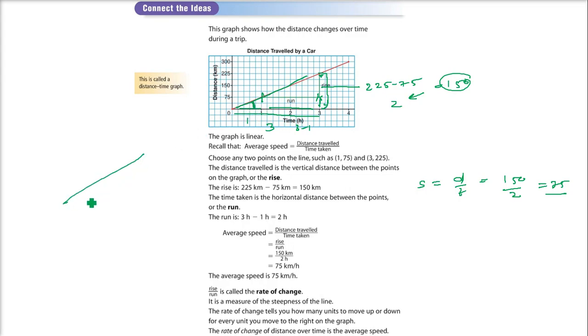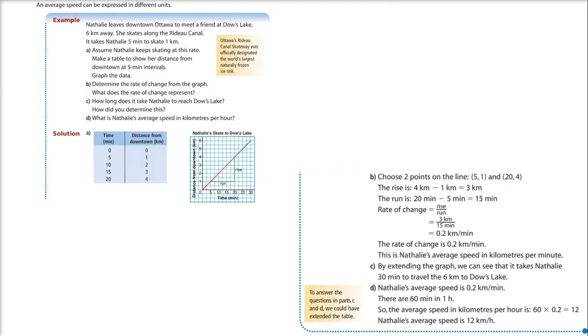If a straight line is there, then the inclination m, or tan theta, or you can say the steepness of the line, is shown here. So the rate of change will tell you whether the graph is going up or down. For every unit you move to the right, the graph is either going up or coming down. So the rate of change of distance over time is nothing but the average speed we talked about.